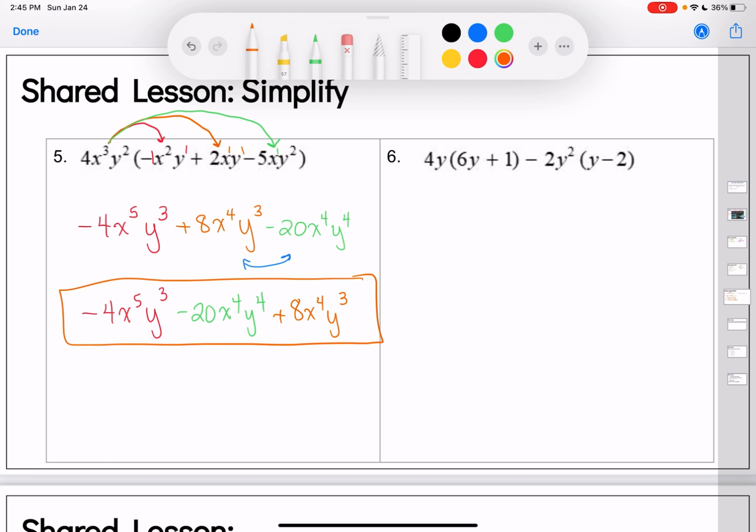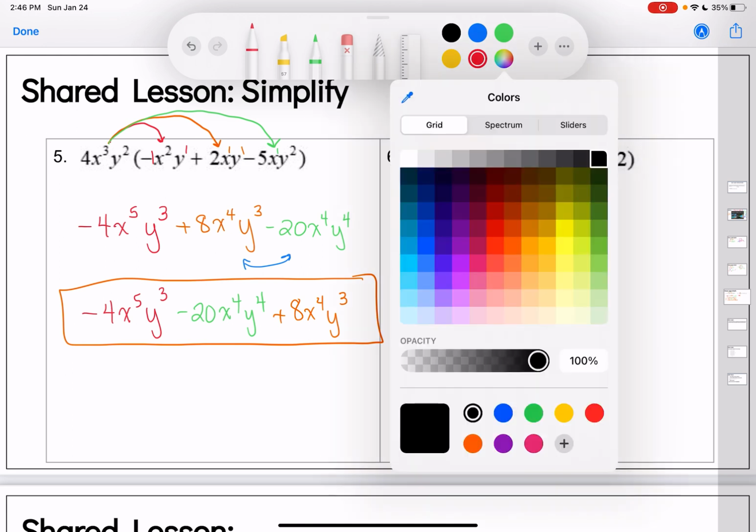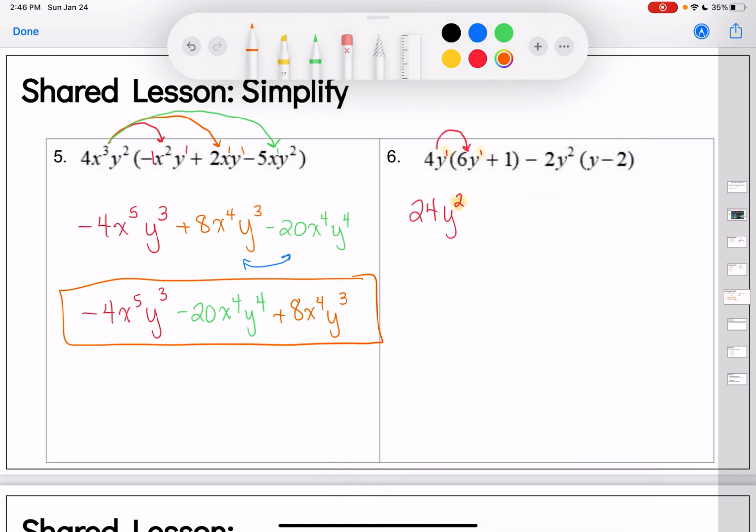We did a whole unit on exponents for a reason, and they're coming back into play right now, so don't forget about it. All right, now here, I have more than one distributing, but I know that you guys can handle that, right? It's a little bit different, but you got this. So we'll distribute the 4y to the 6y. 4 times 6 is 24. Y to the first times y to the first is y to the second. Watch that. That one's a tricky one. Okay. And then I have 4y times 1 will just be 4y.